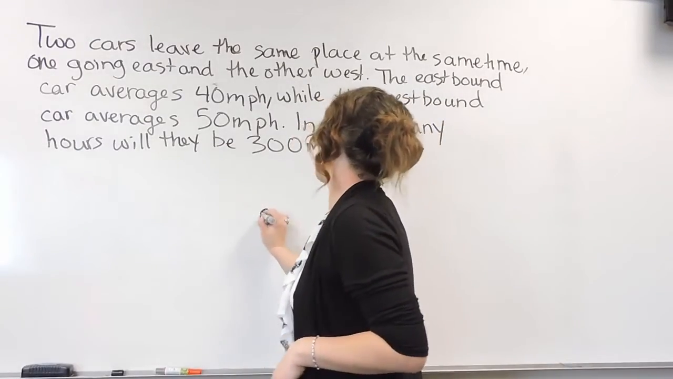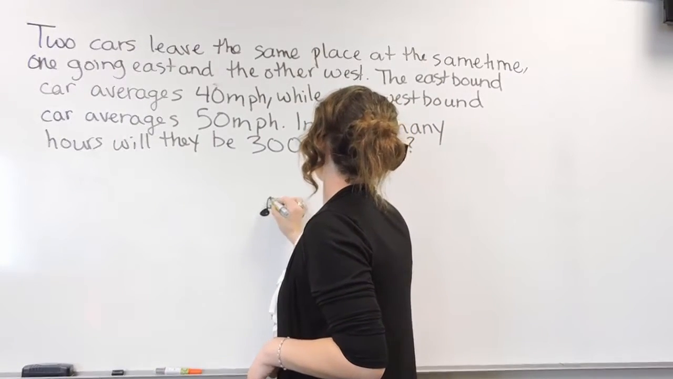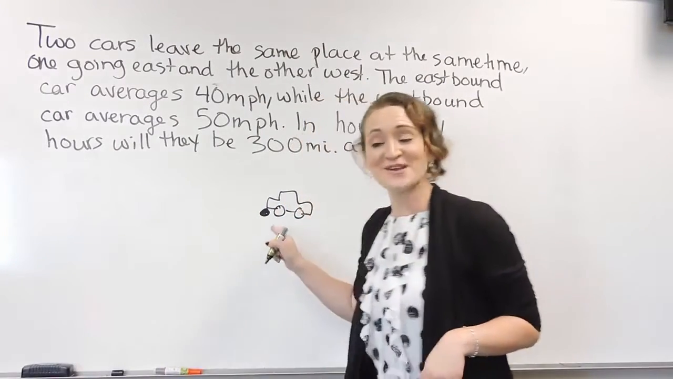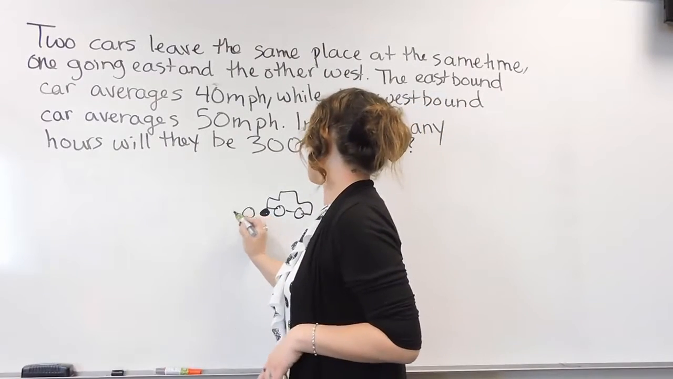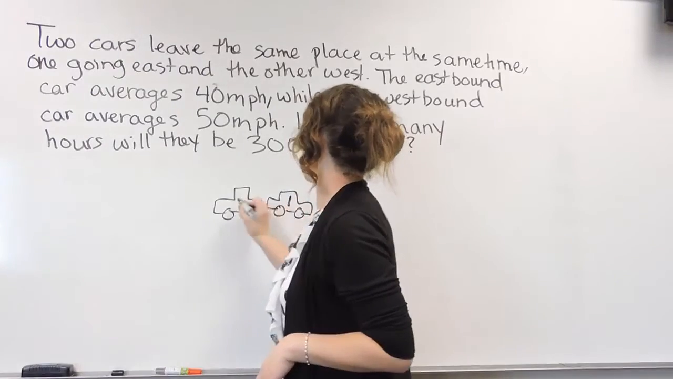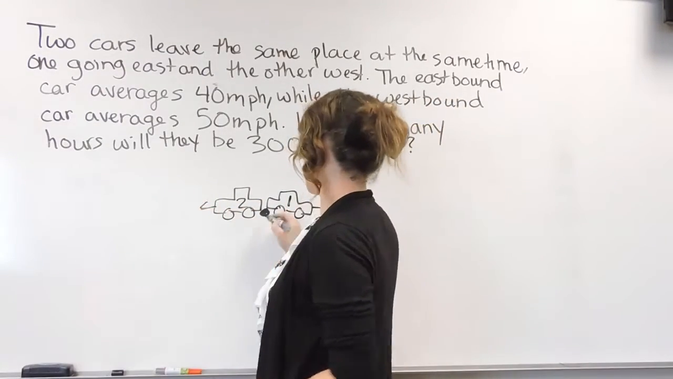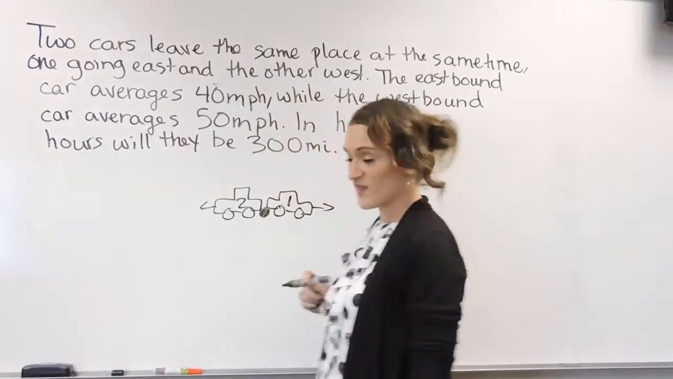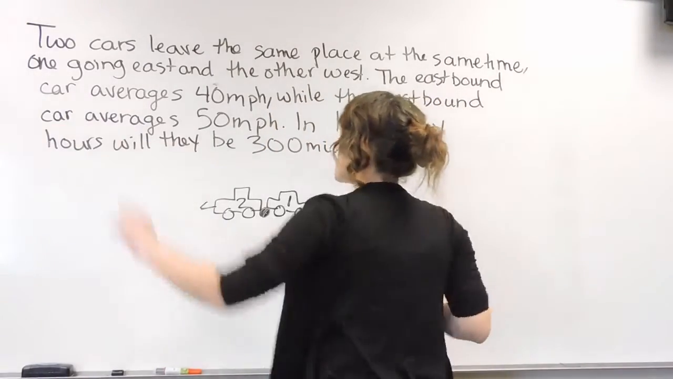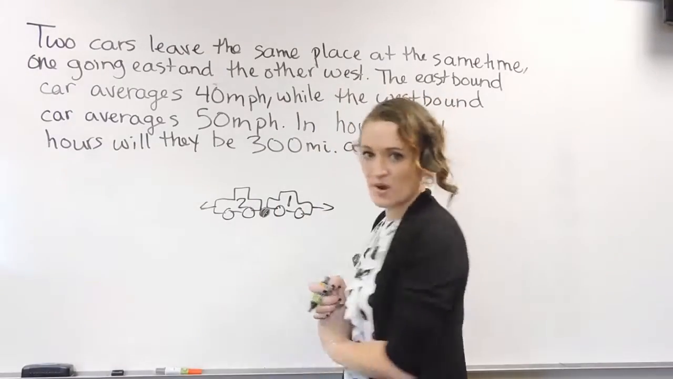All right, so let's say here's our starting point. I'm not the best artist, but here's my little car. Here's car number 2. Car number 1, car number 2. They're going in opposite directions, so they're starting right over there. One car is going east, one car is going west. I think I pointed in the totally wrong directions there.